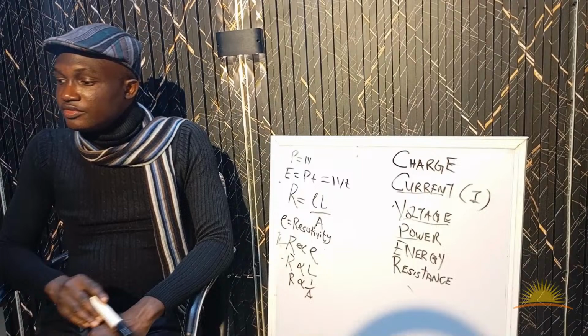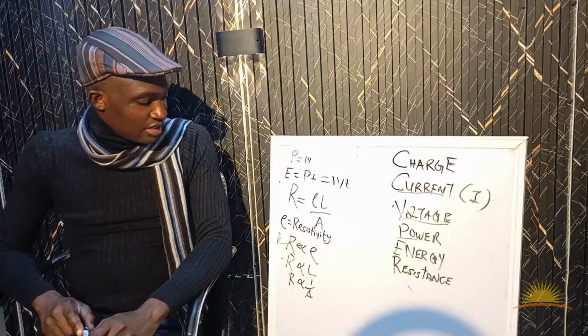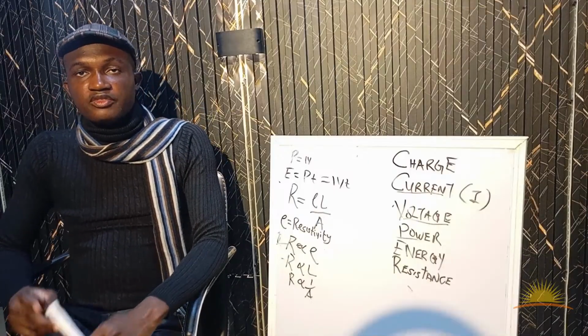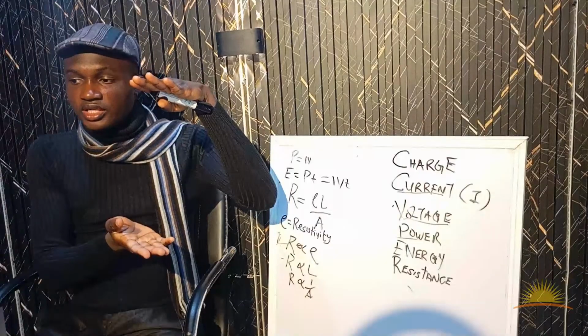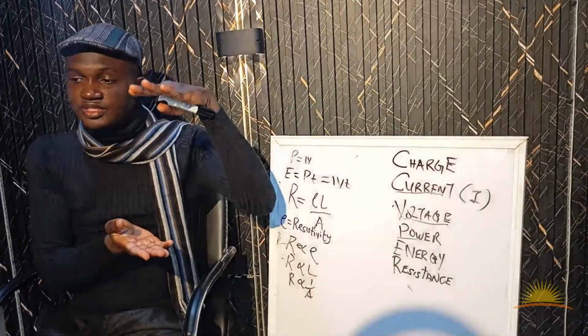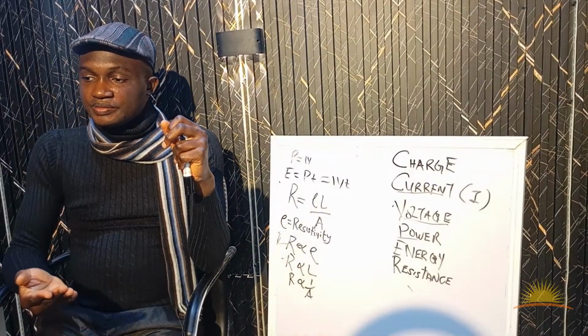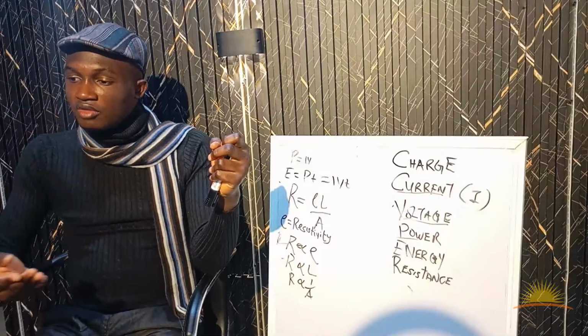Next, we have resistance is directly proportional to length. Resistance being directly proportional to length. What this tells us is that if you have a wire this long, you will get less resistance than if the wire is this long, because the longer the wire, the more resistance there will be to the flow of current.